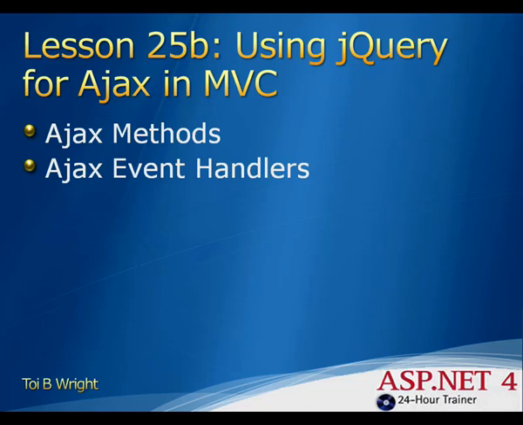These are the Ajax methods that jQuery provides. The $.ajax method performs an Ajax request. All of the other methods in this list are shortcuts that actually use this method. The $.get method loads HTML using an HTTP GET request.